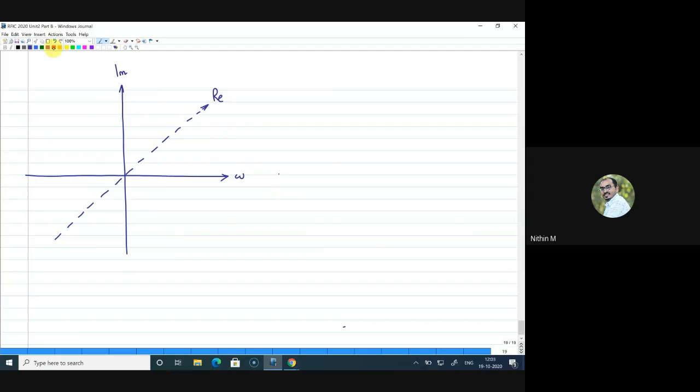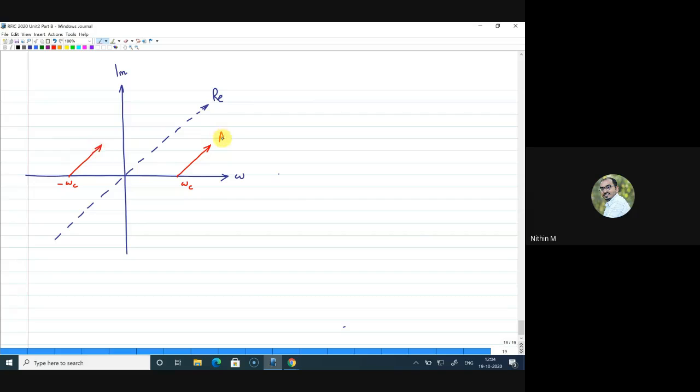So let me just draw, let me consider this as ωc and this as minus ωc. And initially say I have a cosine signal. So the cosine signal has a real amplitude. So this is the amplitude of the cosine wave, right.